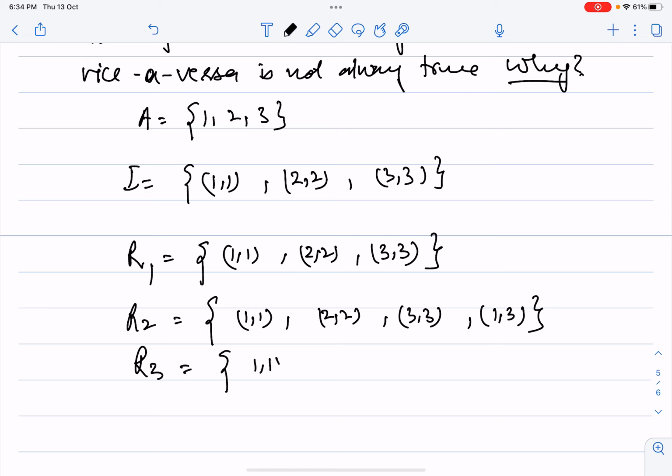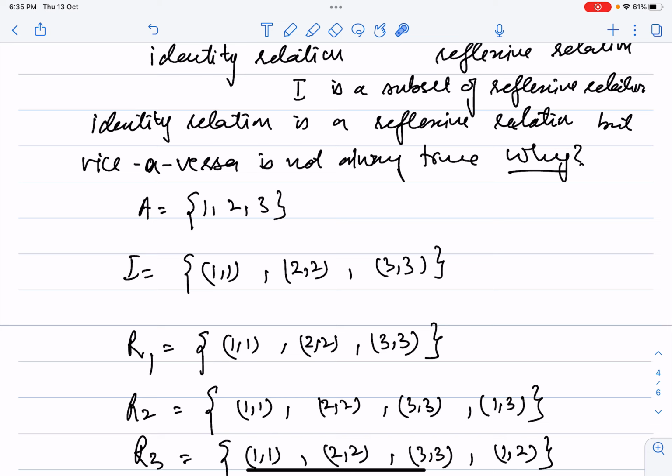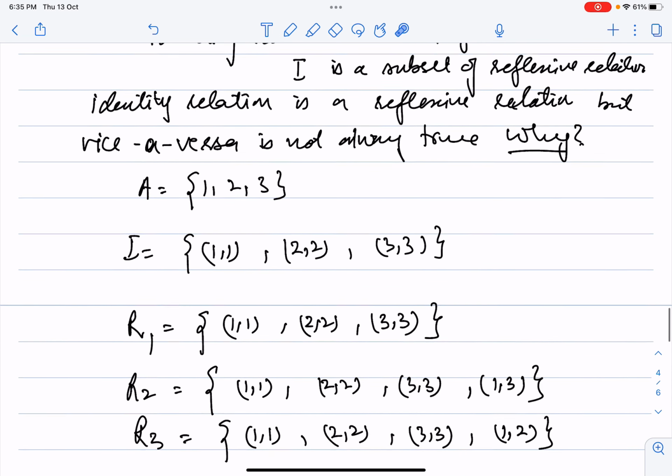I can write another reflexive relation: (1, 1), (2, 2), (3, 3). The important point is that (1, 1), (2, 2), (3, 3) should be there. The rest may or may not be there. But in identity relation, only these three are there. If we write some other pair like (1, 3) and (1, 2), then it does not remain an identity relation. This is the basic difference between identity relation and reflexive relation. So identity relation in general we call a subset of reflexive relation.